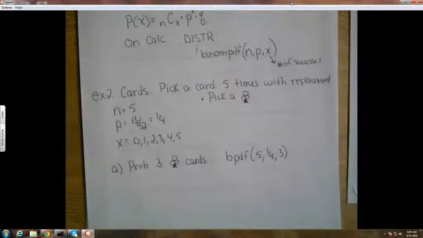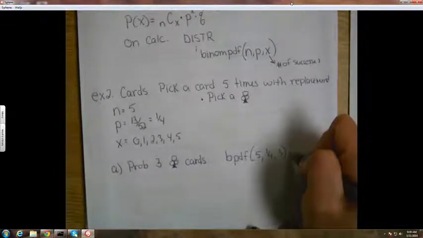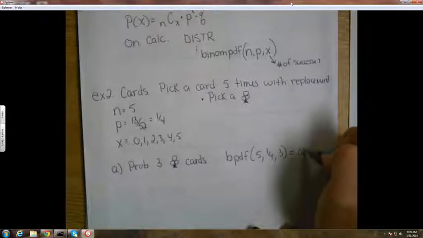5, comma, I'm going to go 0.25, but you can put the fraction in, 3. You don't have to do any work anymore. You just got to know what program to grab. So the probability there is about 0.08, and I think the book goes out 3 places on these.